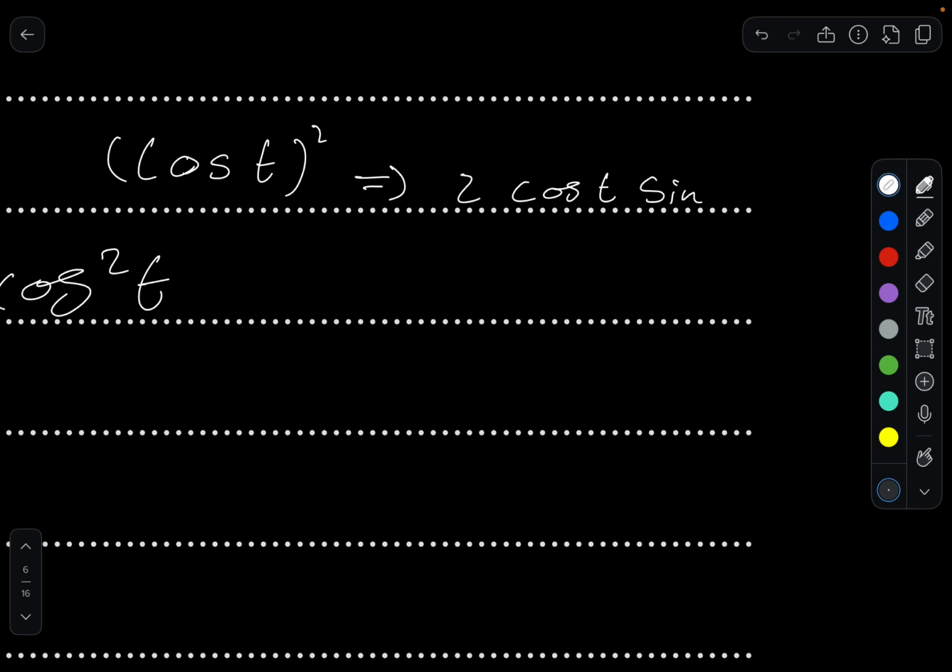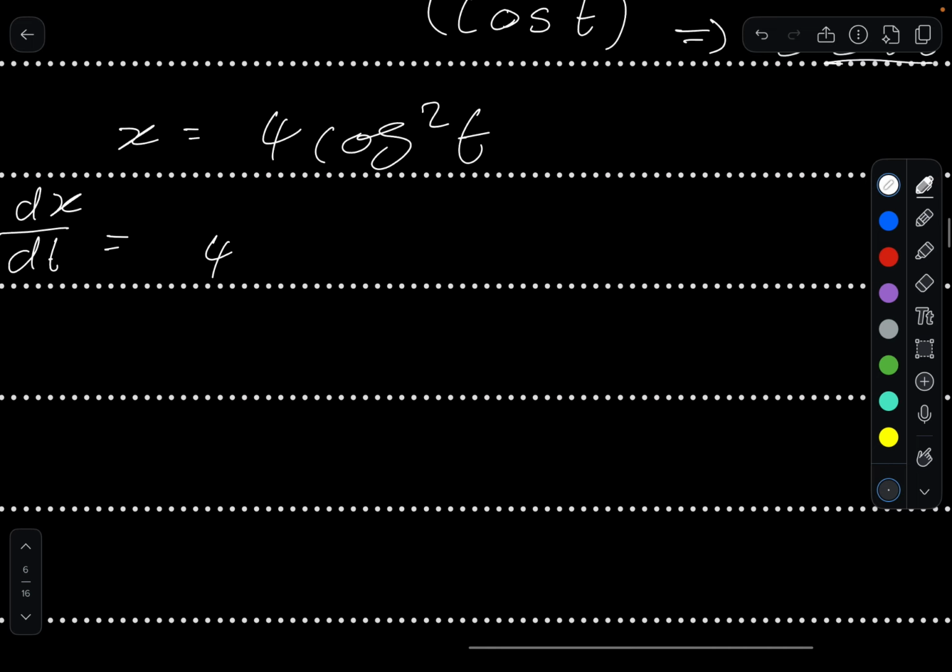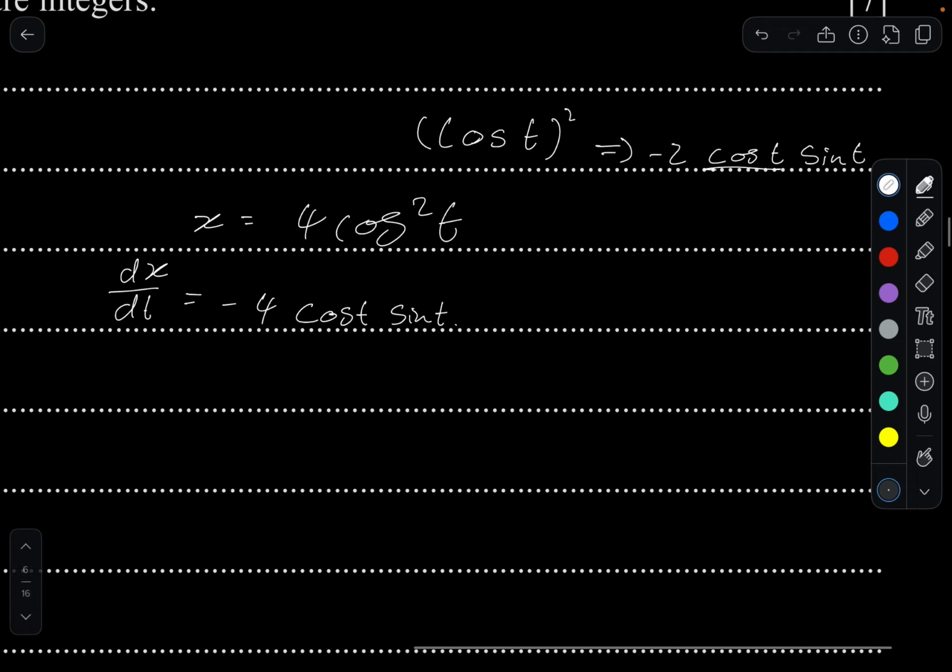The derivative of the inside will be sine of t. Now, because we're deriving cos, the answer will be negative. So then we will have negative cos of t sine of t. It doesn't matter which one you start with. You just have to end up with the following.